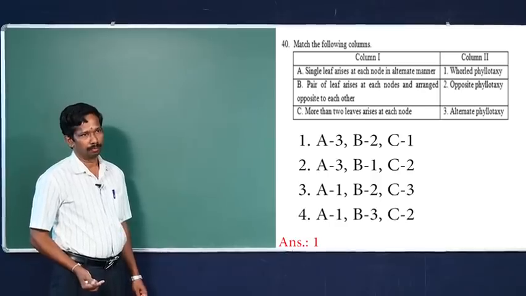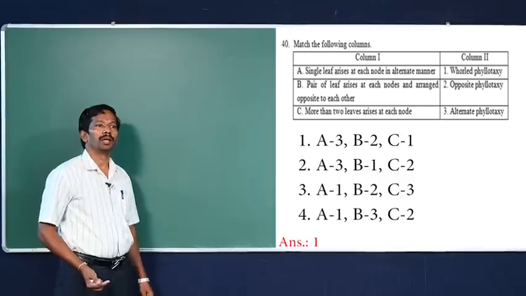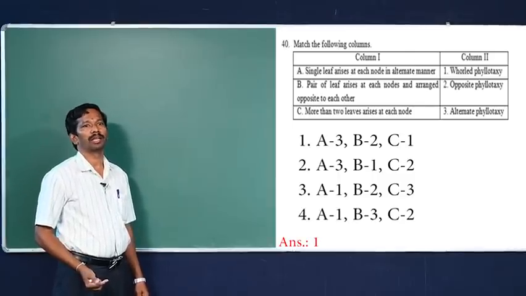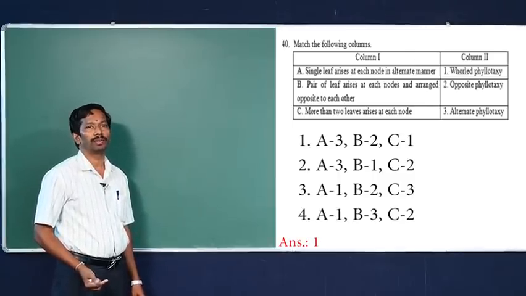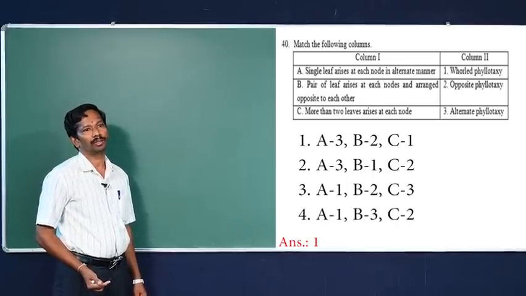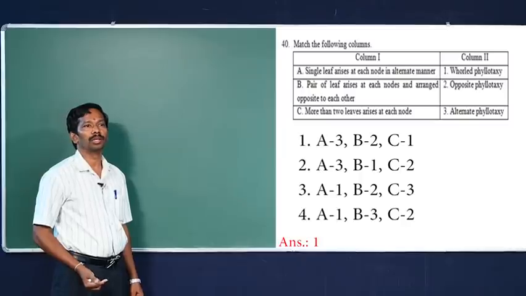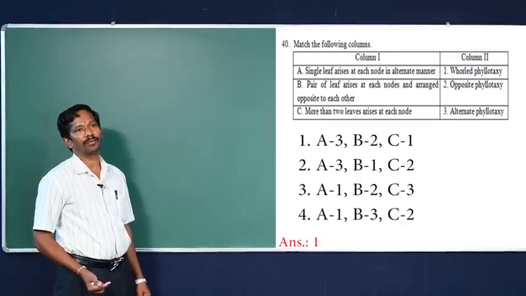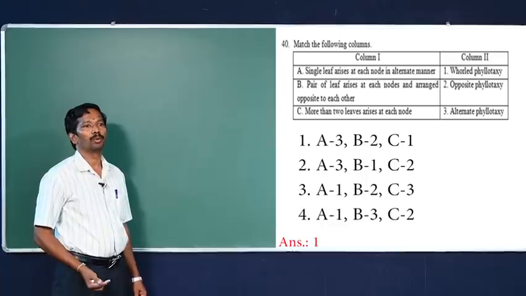40th question. Match the following with reference to Phyllotaxy as already been mentioned. Answer is 1 with the alternate, opposite and whorled Phyllotaxy with once again explanation corresponding to single leaf per node, pair of leaves arising from nodal region and more than 2 leaves per nodal region. Answer is 1 for 40.